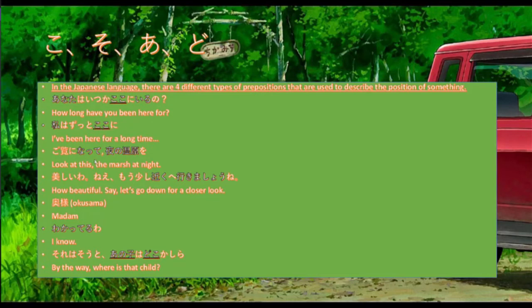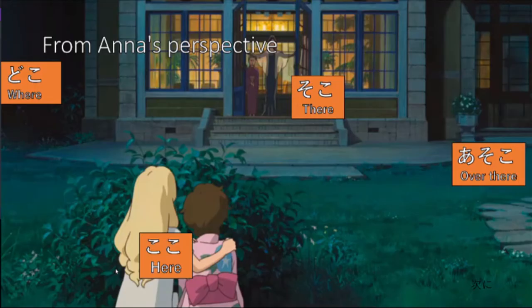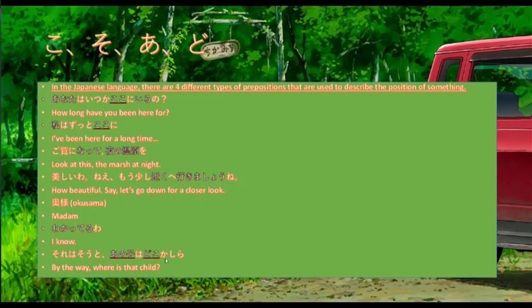ここ is the house. Whereas here, if we just jump to this, それはそうと。あの男はどこかしら。So this is what the mom says when she's looking out. あの男はどこかしら。Where is the child? どこ, where? And here's the dialogue we just looked at. Utsukushii wa ne, mou sukoshi chikaku ikimashou ne.